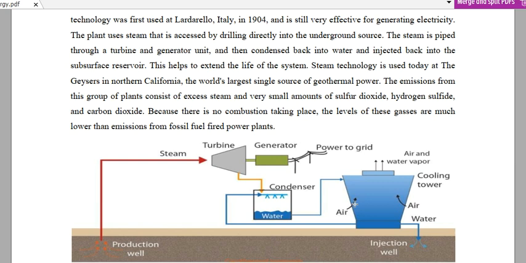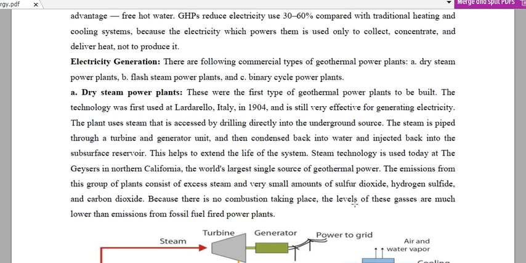So the only difference between such type of plants and fossil fuel power plants is that their steam is generated by using a fossil fuel, either coal or petroleum, etc. But here steam is directly procured from the depths of the earth. So it is very less polluting as compared to our conventional fossil fuel based power plants.